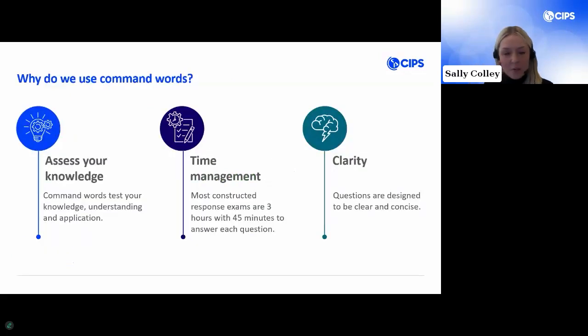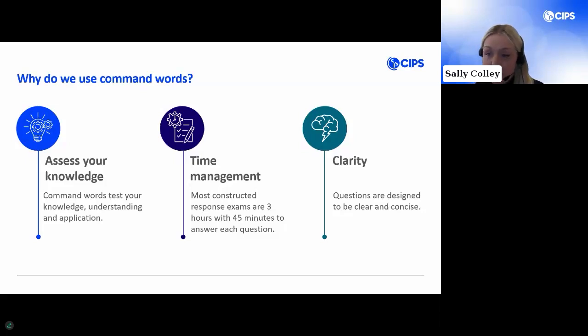So you might wonder why command words are so important. Why don't we just ask broad questions like tell us everything you know about distributed leadership? One of the answers is quite simple. It's around time. So in most exams, you have around 3 hours to answer 4 questions. So that translates to around 45 minutes per question. So it could take hours if we asked you to explain everything about a certain topic.